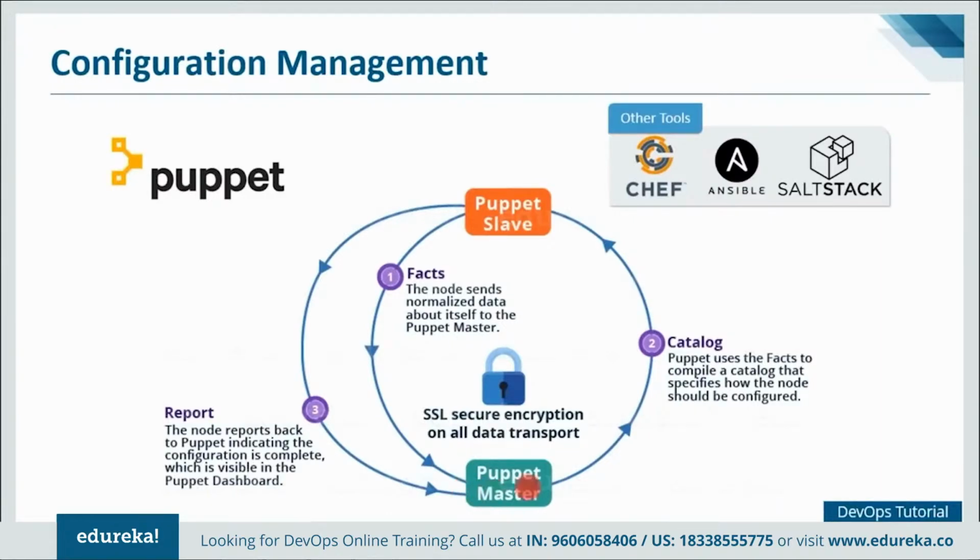And the Puppet master uses the facts to compile a catalog that defines how the slaves should be configured. Now, what is a catalog? It is a document that describes the desired state for each resource that the Puppet master manages on a slave. Then the Puppet slave reports back to the master, indicating that configuration is complete, which is also visible in the Puppet dashboard. So that's how it works, guys.